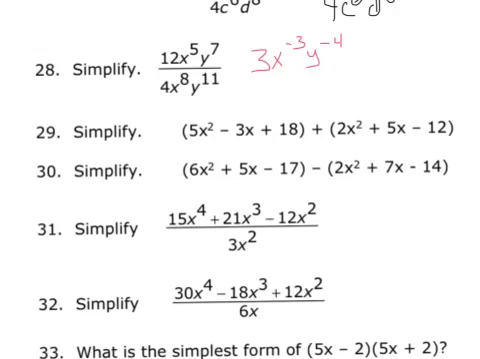And that's it for that part. So now we need to get rid of the negative exponents. So to get rid of them, we drop them to the bottom of the fraction and we make them a positive exponent. So the 3 stays on top, and the x to the negative third will drop to the bottom as a positive, and the y to the negative fourth will drop to the bottom as well and become positive.